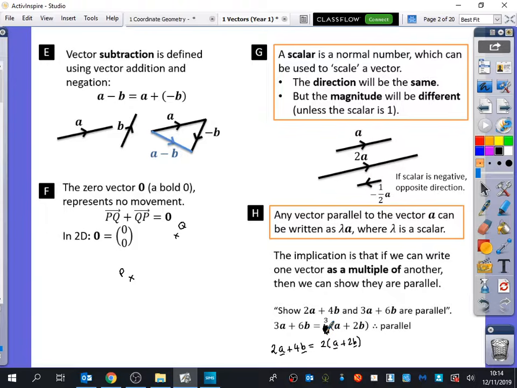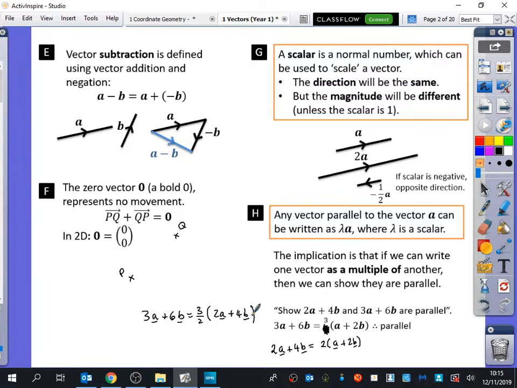I think what I actually meant to originally type was that 3a plus 6b is 3 over 2 lots of 2a plus 4b, which shows that 3a plus 6b is parallel to 2a plus 4b because it's a multiple of that one. So you can directly show that this vector and this vector are parallel to each other.